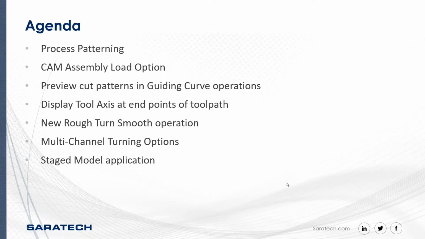And they've added two new turning operations, a new rough turn smooth operation, which is for more constant chip load and longer tool life. And they've also added a multi-channel turning option, which is brand new, and people with dual channel machines will be excited about this one. And they've also made a staged model application where you can take your final model and create the manufacturing stages that you want to happen. So you would do that at the beginning, and I'll show you that also.